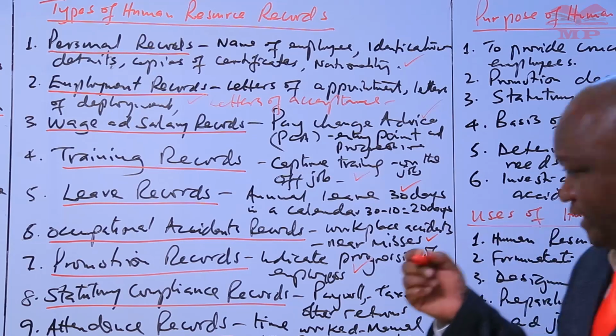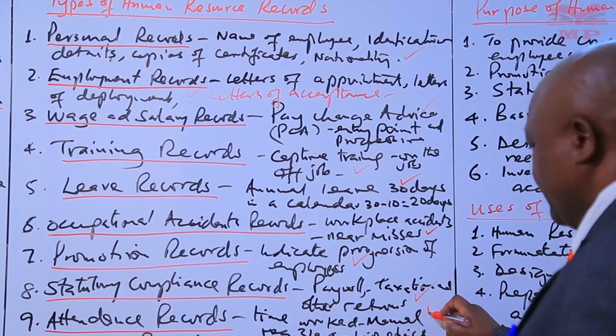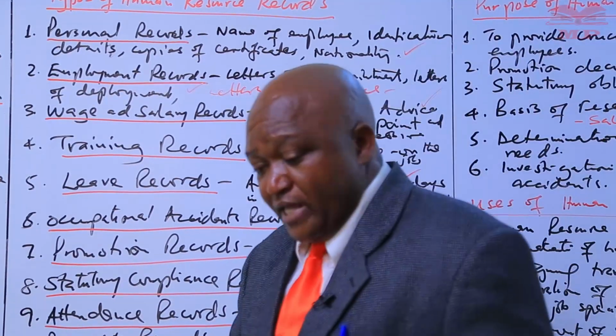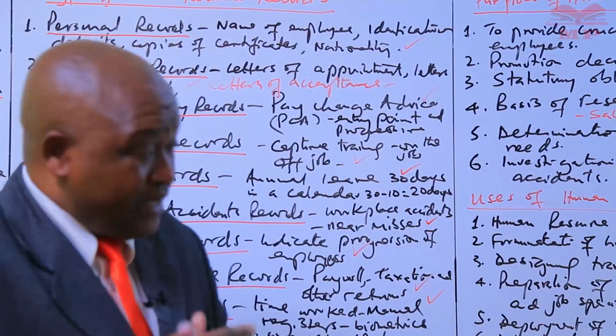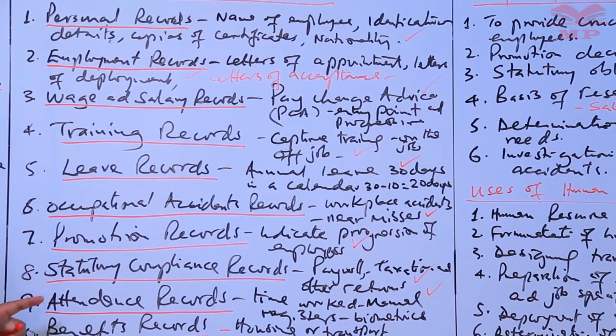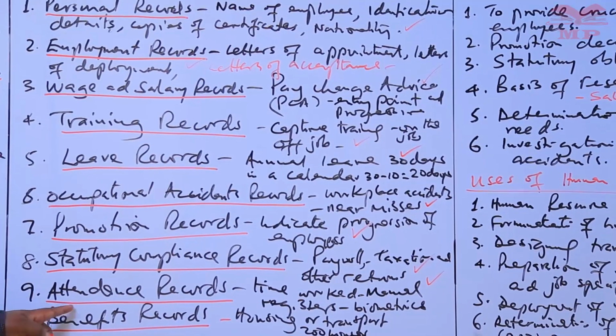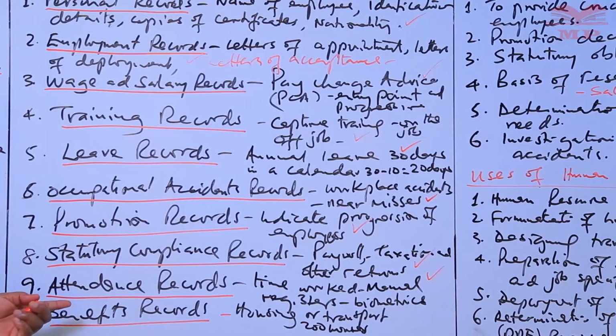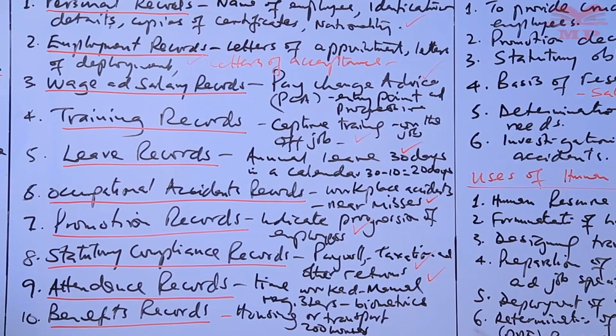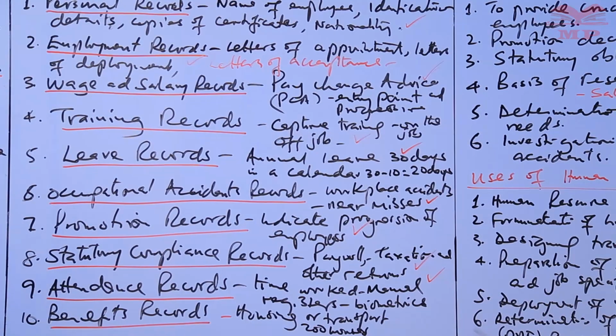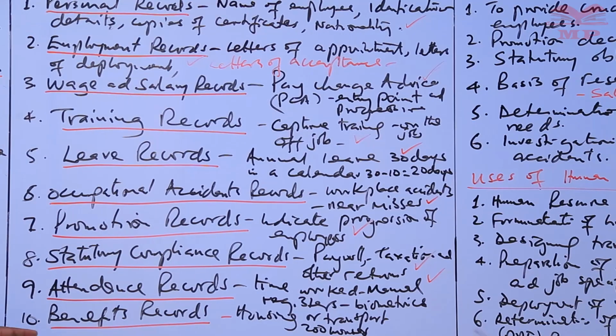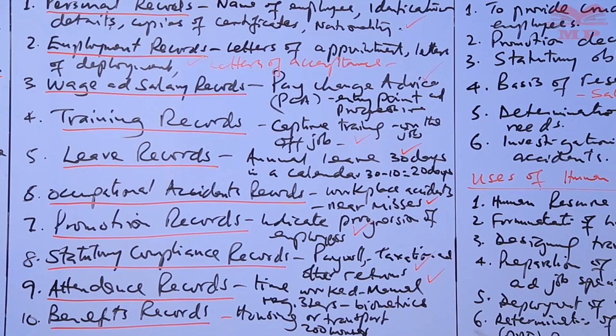Then when it comes to attendance records, we have indicated that organizations may have manual or biometric methods of capturing attendance. And where these kinds of time records are maintained, those attendance records are crucial in making decisions regarding employee pay. Then we have also talked about number 10, benefits records.